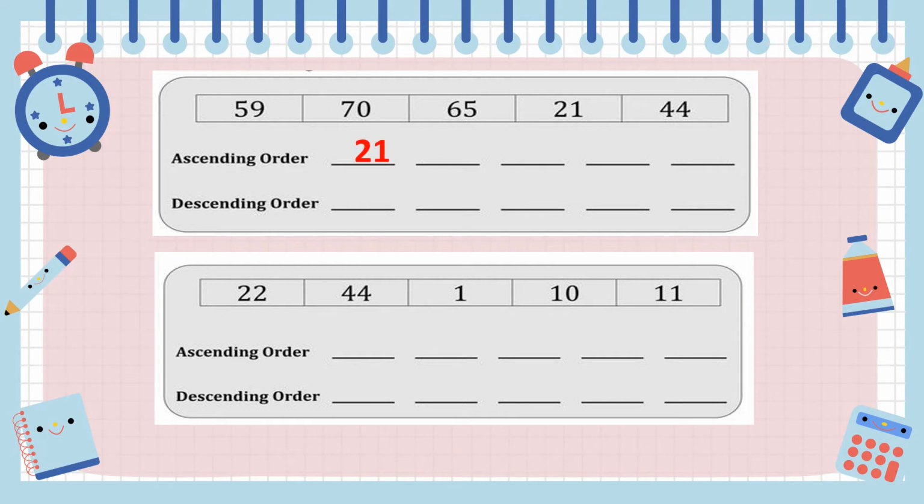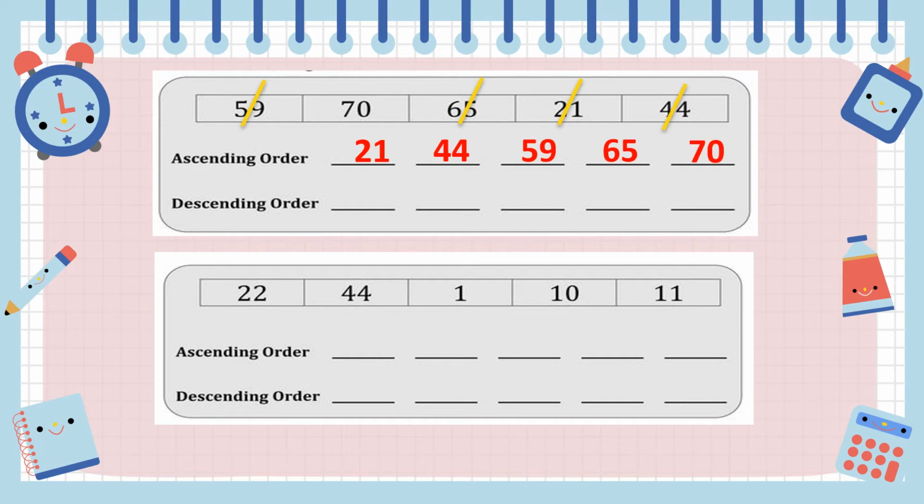So I am going to write 21 and cross it. Which next is the smallest? Yes, 44. Write 44 and cross it. Now I have 59, 70, 65. Which one is the smallest? Yes, 59. Write it and cross. Now I have 70 and 65. Which one is the smallest? Yes, 65. I write it and then cross. So the last number is 70.